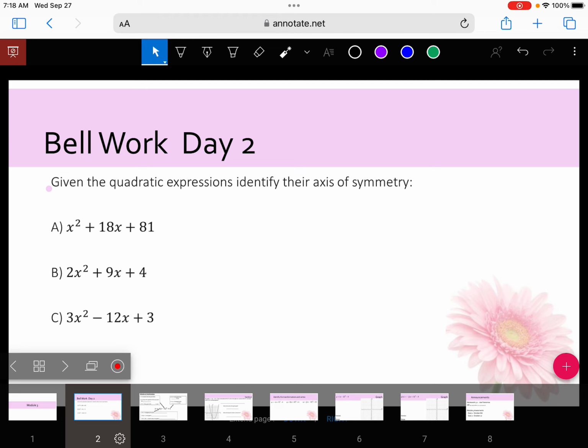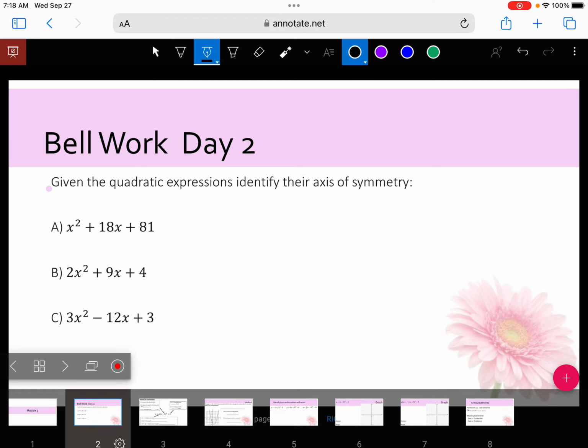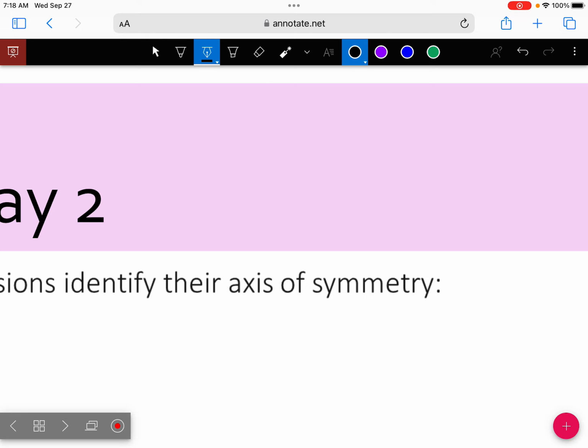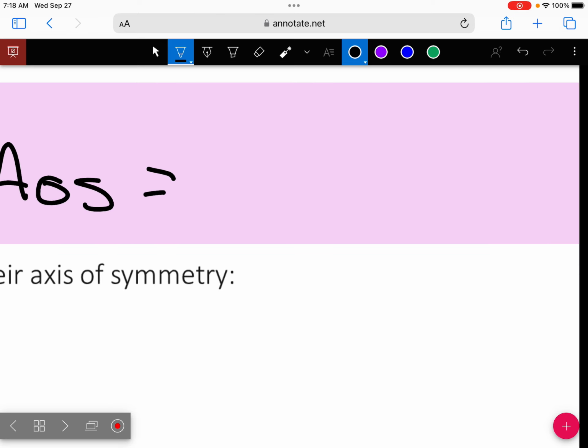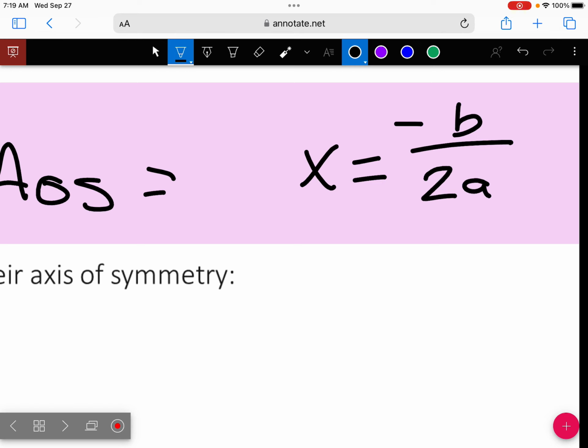All right, so for this, we're just trying to get our axis of symmetry. That's when we're using that AOS. We talked about that on Monday. It's also still on the board. It's x equals the opposite of b over 2 times a. It's how we find the middle of our table if we're going to graph it.